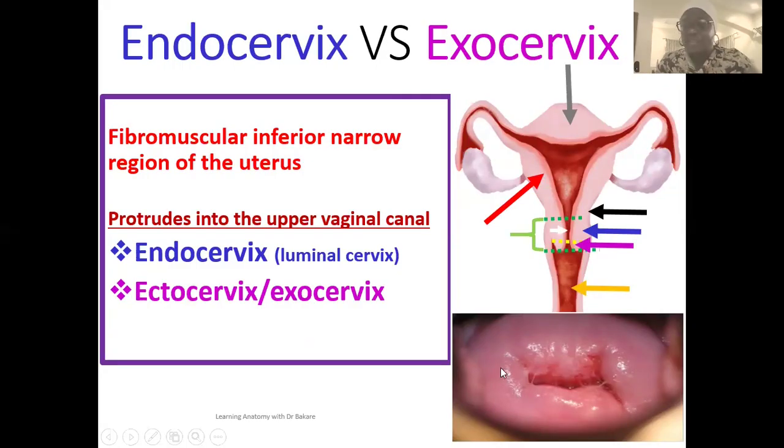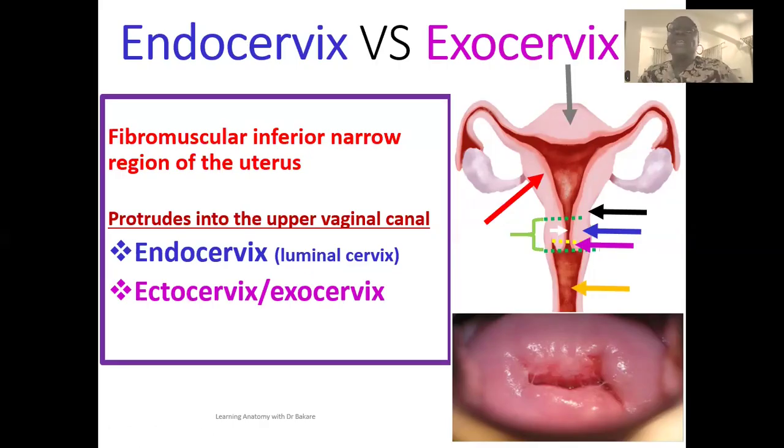If you look at this lower image, this sub-region of the cervix is the ecto or the exocervix. You can see that this is the sub-region that is protruding into the vaginal canal. While if you go deep to this sub-region, you have the endocervix that is embedded deep within the uterus. In our next slide, we'll be looking at the differences of these two sub-regions in a tabular form.